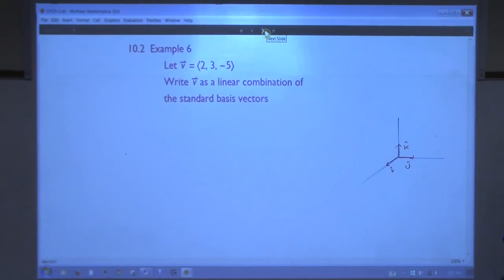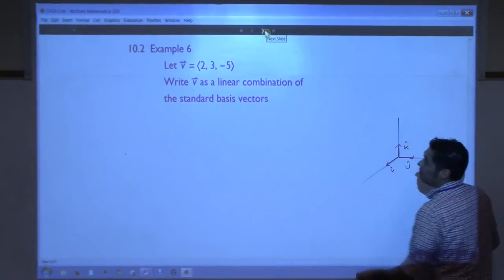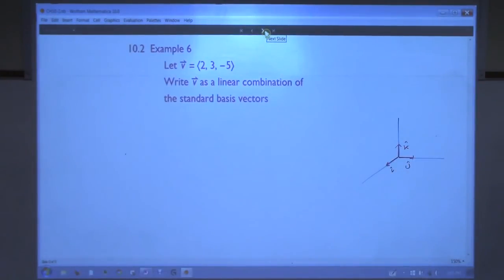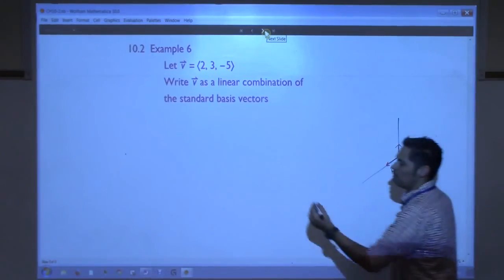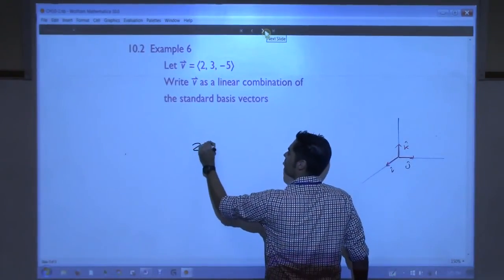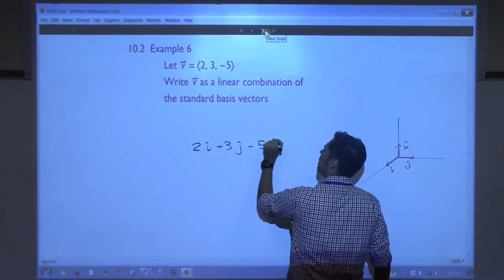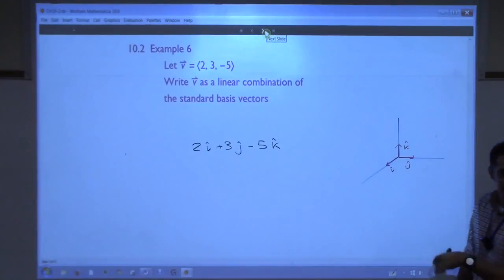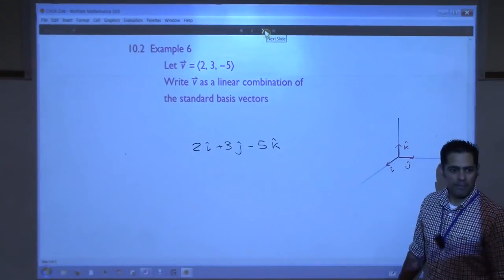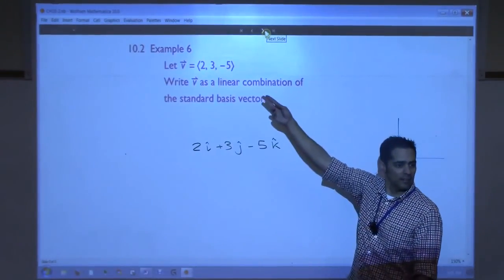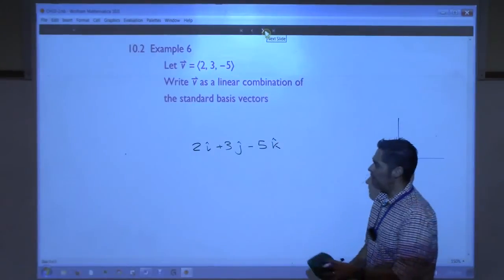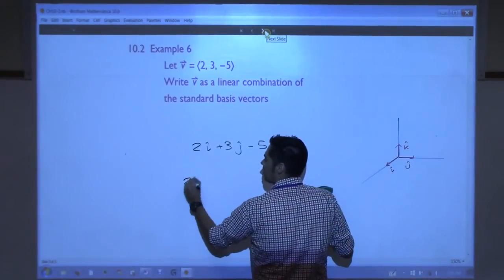So this is a very, very simple example, all right? Let's not make it complicated. Write this V as a linear combination of standard basis vectors. Very simple to do. 2i plus 3j minus 5k. When I say i, j, k, please understand I mean i hat, j hat, k hat. That's it. We're done. Now, if someone gives you this, can you go back to that? Pretty simple, yeah? But just remember what it means. It means this.